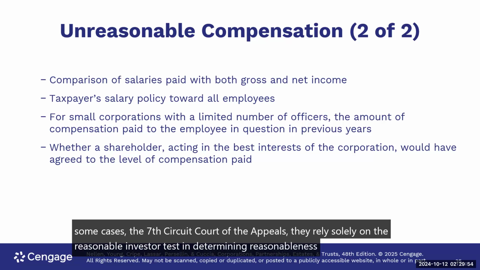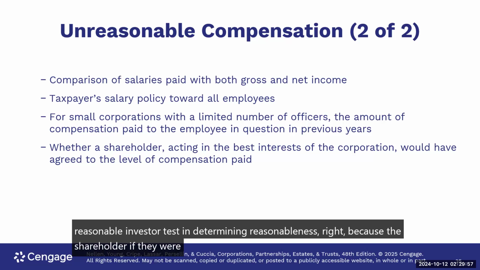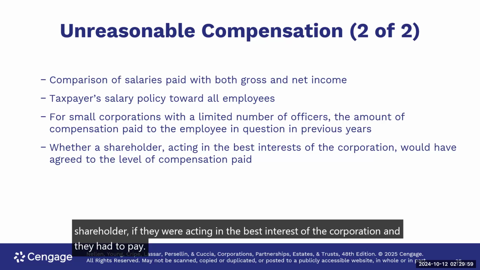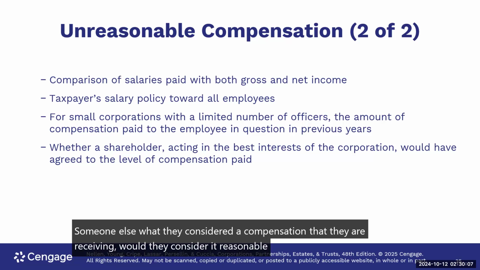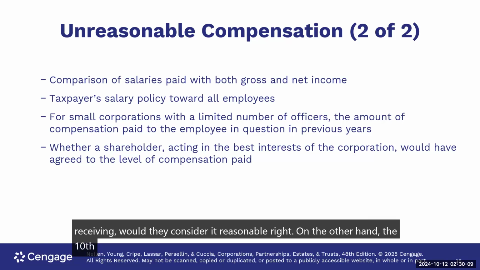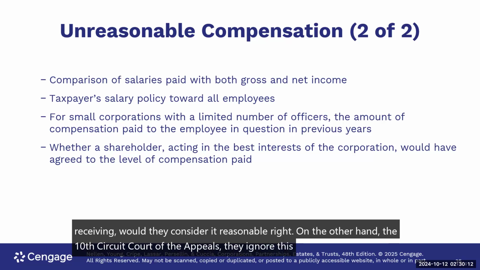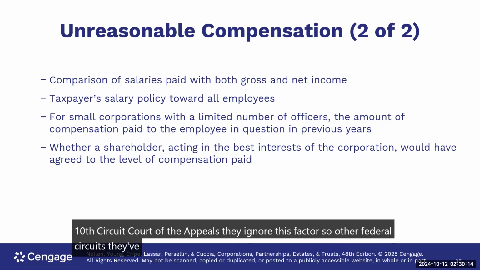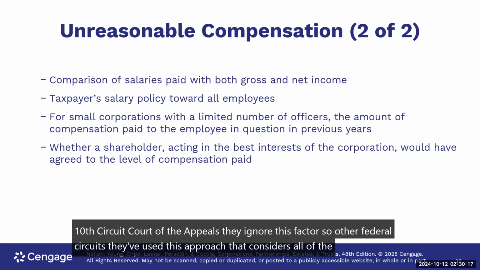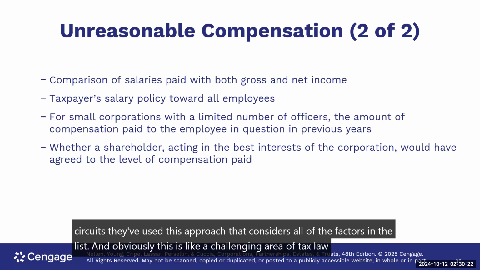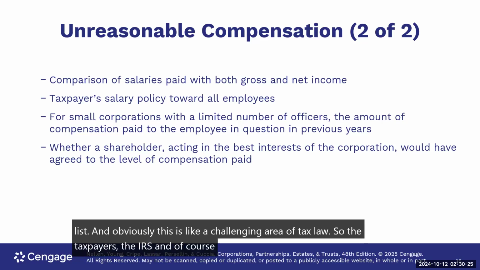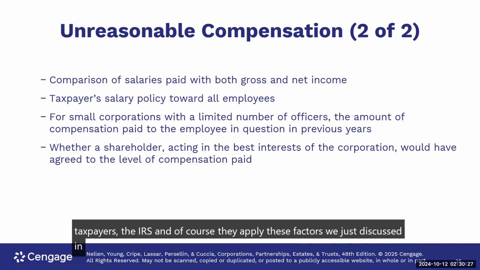Because the shareholder, if they were acting in the best interest of the corporation and they had to pay someone else, would they consider the compensation that they are receiving reasonable? On the other hand, the 10th Circuit Court of Appeals ignores this factor. Other federal circuits have used an approach that considers all of the factors in the list. And obviously, this is a challenging area of tax law. The taxpayers and the IRS apply these factors we just discussed in different ways to help support conclusions, and sometimes obviously they differ.